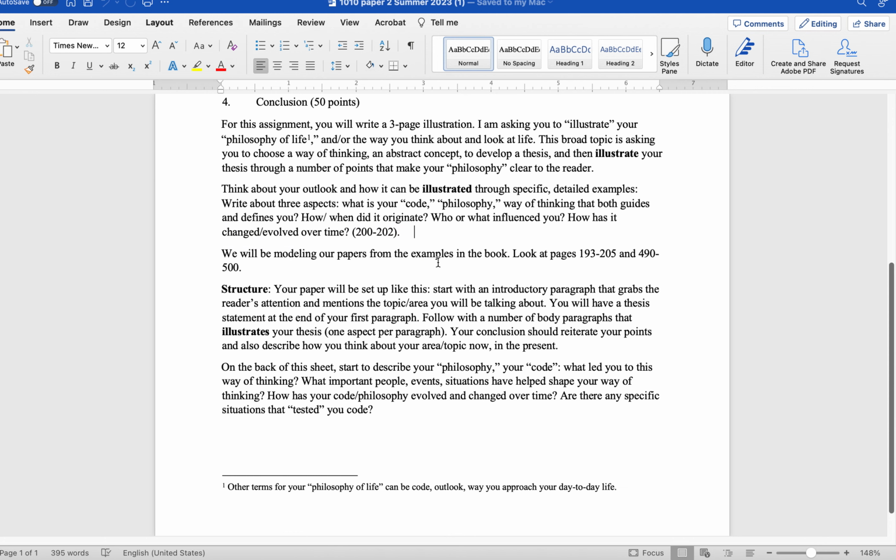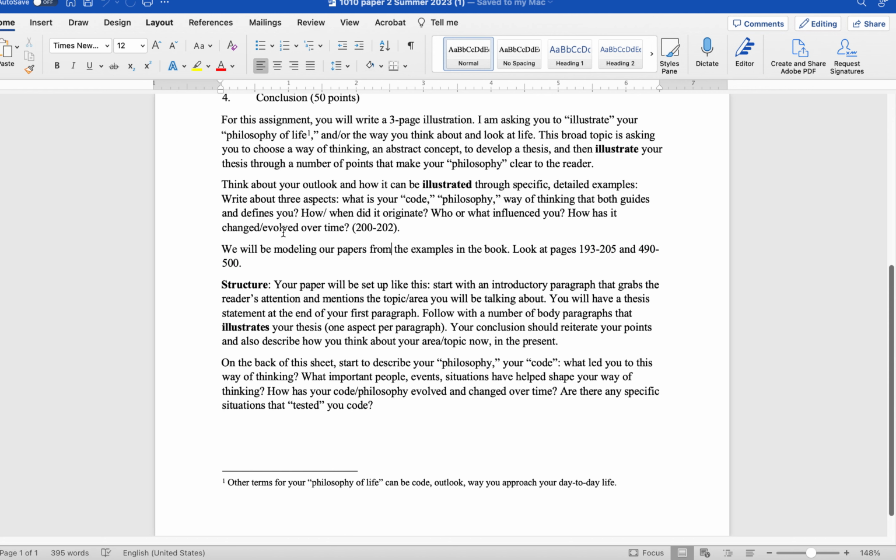We'll be modeling our papers from examples in the book. Look at these pages. That's located in our weekly sessions. Your paper will be set up like this. Start with an introductory paragraph that grabs the reader's attention and mentions the topic area you'll be talking about. Remember, don't start with platitudes, banal statements.